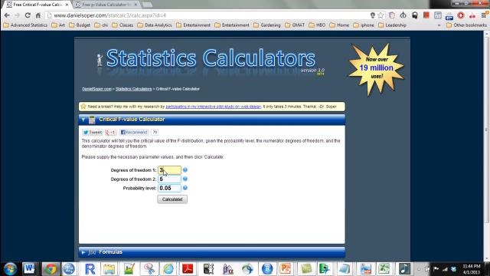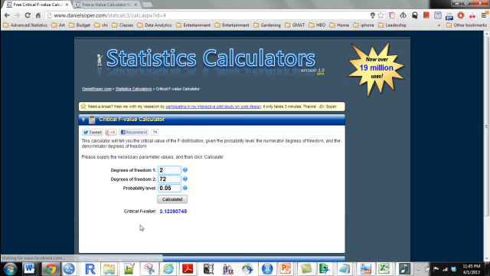So anyway, in this one I had 2 and 72 as my degrees of freedom, and my alpha level is 0.05. Now I'm going to say reject H0 if F test is greater. Remember, it's always greater than. My decision rule is going to be reject H0 if F test is greater than 3.12. So you can use this instead of using a printed table to get the critical values as well.